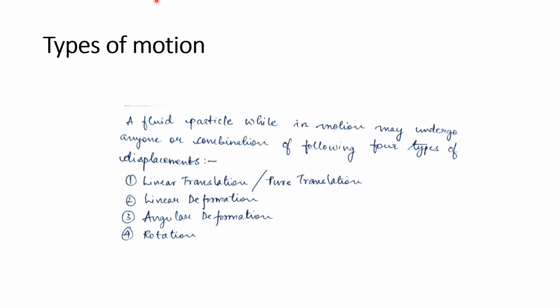I hope till this portion you did not have any doubts. We have already discussed this portion in the previous session, that means the velocity potential function, stream function, etc. I was just going through it for detailed understanding. Before continuing to the next portion, let me mention again that the types of motion is a very important portion. Okay, what is meant by types of motion?